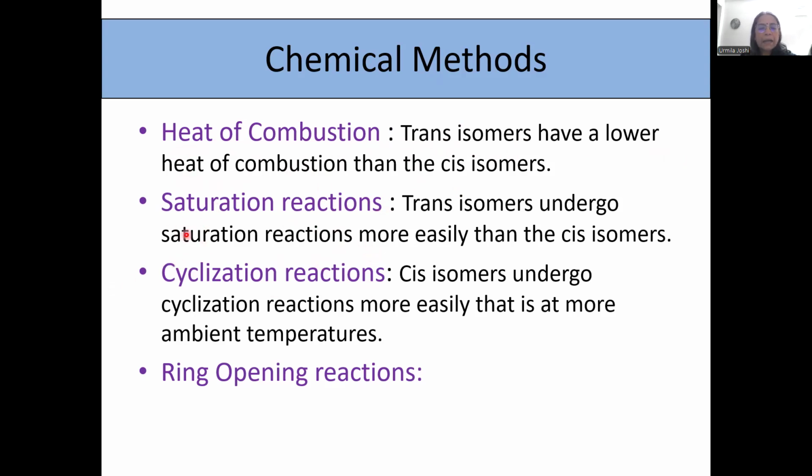Secondly, trans isomers undergo saturation reactions more easily than cis isomers. Third, cyclization reactions: cis isomers undergo cyclization reactions easily. Now, we are going to see the details of each in the subsequent slides. Finally, the ring opening reaction. If a ring opening reaction occurs, the resultant compound is a cis isomer.